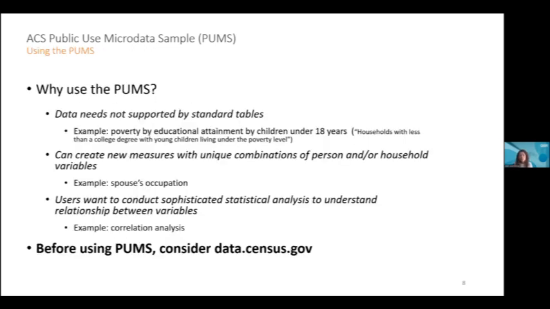So here are some examples of why you might want to use the PUMS. These data come in handy when you are looking for cross-tabulations that might not be part of the standard table packages released in the ACS. For example, you could be looking for specific poverty thresholds or income levels for veterans at specific age ranges, like I am today. Again, always check data.census.gov and the pre-tabulated estimates. They may have exactly what you need.